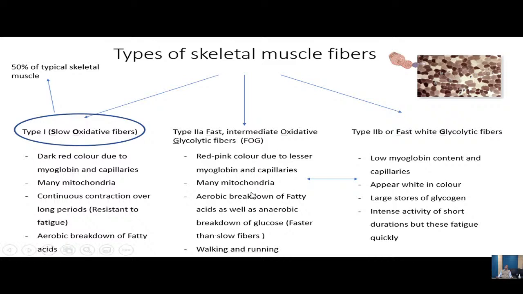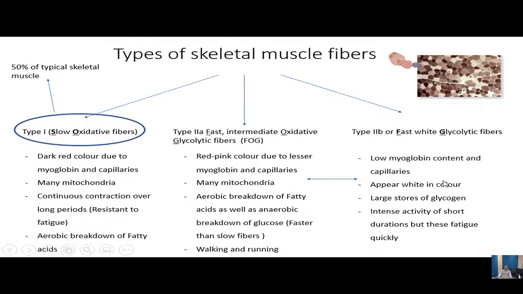And even you can think that those who are running long distance races like the marathon runners will have more of this type of fibers. These fibers will be more in people who are doing short intense periods of activity like playing games like basketball, cricket, etc., throwing the cricket ball. They can also be in people who are throwing weights, the shot put, etc. These type of fibers will be more in them.